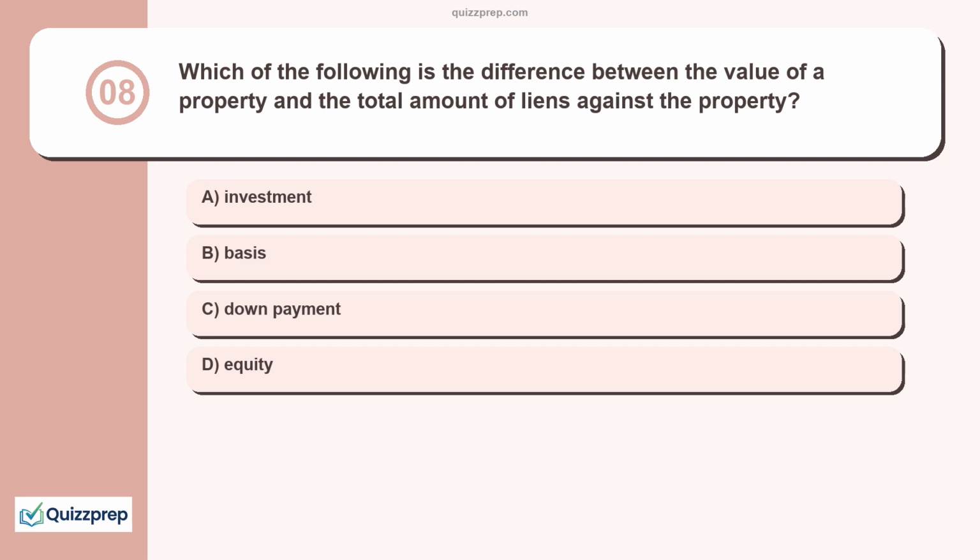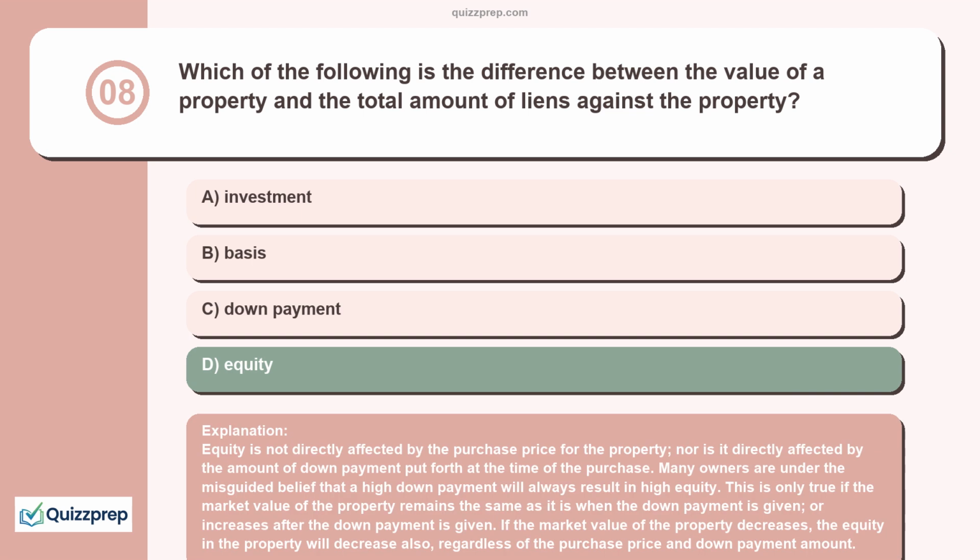Question 8. Which of the following is the difference between the value of a property and the total amount of liens against the property? A, investment; B, basis; C, down payment; D, equity. Equity is not directly affected by the purchase price for the property, nor is it directly affected by the amount of down payment put forth at the time of the purchase.